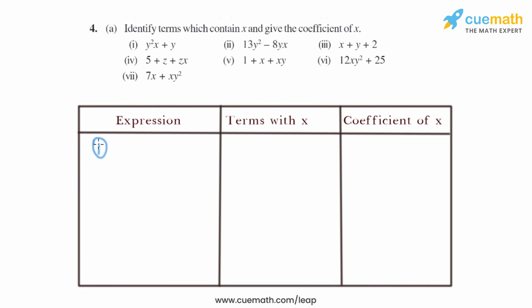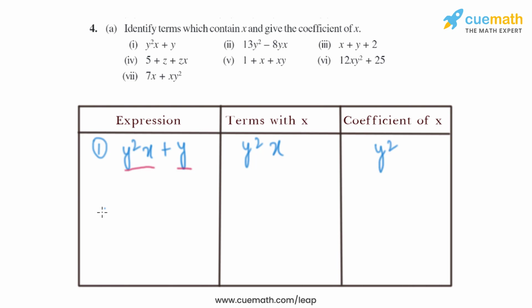So in the first part, the expression that is given is y square x plus y. As we can see, in the first term, it is y square x. So there is x. In the second part, there is no x. So we will only take y square x. So y square x, the coefficient of x will be y square, as we are multiplying y square by x. So y square will be the coefficient of x.